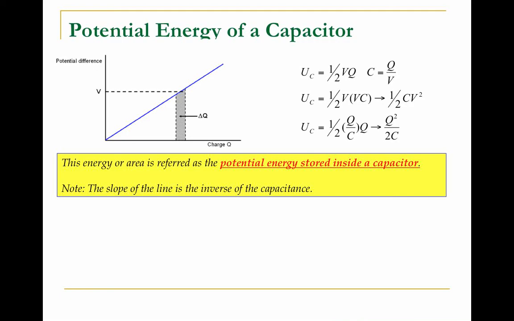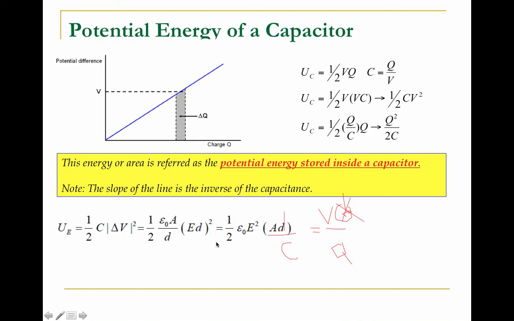And remember, this is important here, the slope of the V versus Q graph is simply V over Q. That gives me 1 over C. So the slope, V over Q in this case, gives me the inverse of C, or Q is equal, as you can see, to CV. All right.